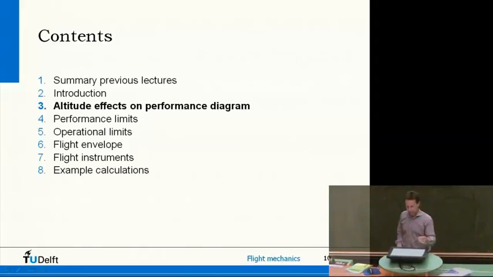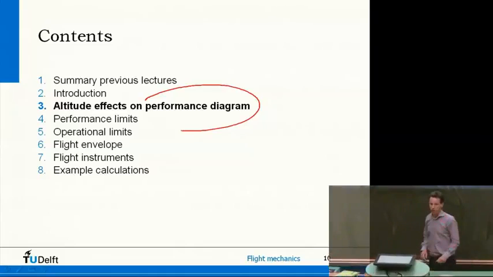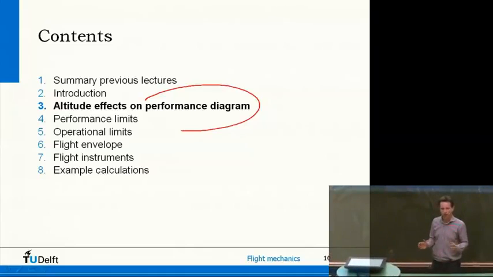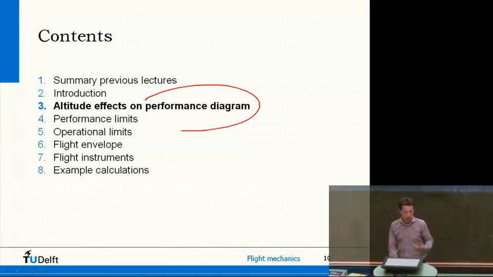Now, the key to all the calculations was this performance diagram, because you could summarize everything in one diagram. So all I'm going to do now is look at what happens to the performance diagram if I change the air density, which up till now we kept constant.